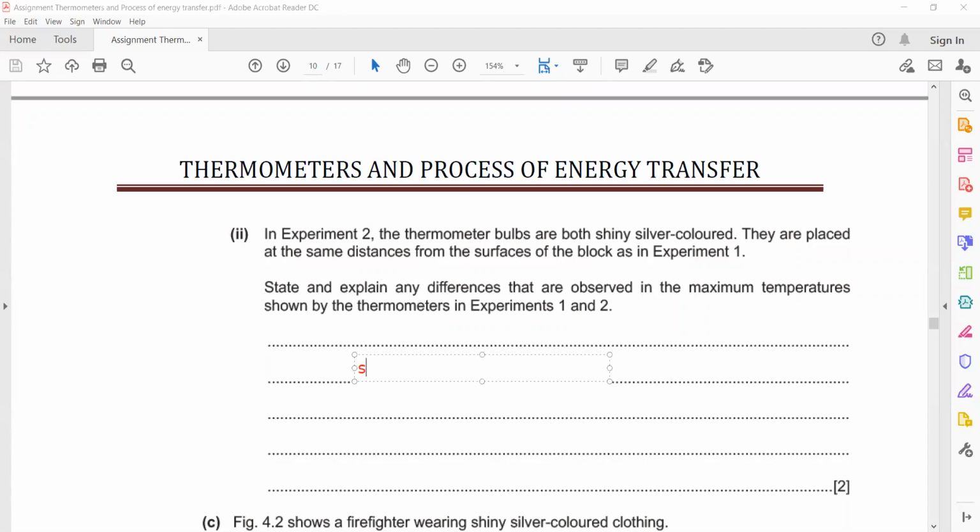So a shiny surface is a good reflector, so there is a small rise in temperature, or slow change in temperature. Yes, you can mention absorber and emitter as well.